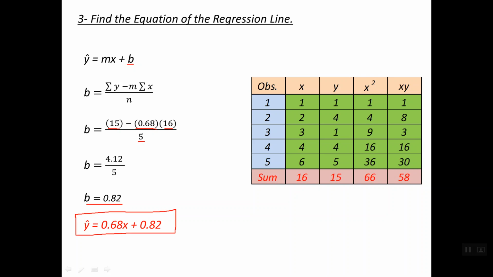So now we know both m and b, so we can write the formula for the regression line. It's y hat equals 0.68 multiplied by x plus 0.82. So this is the way to find the equation for the straight regression line.